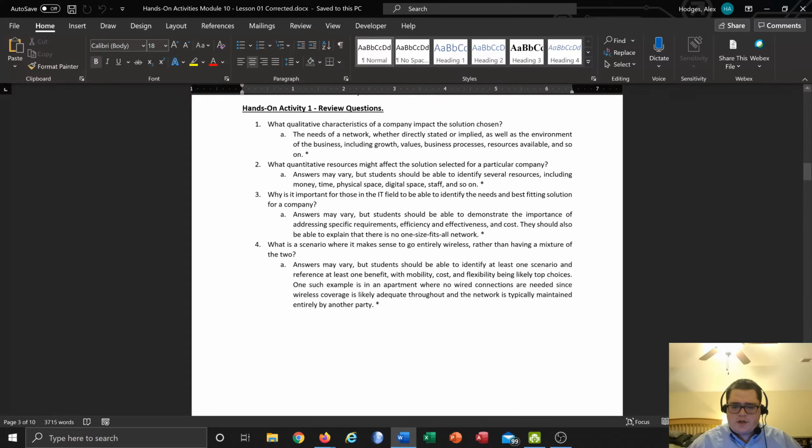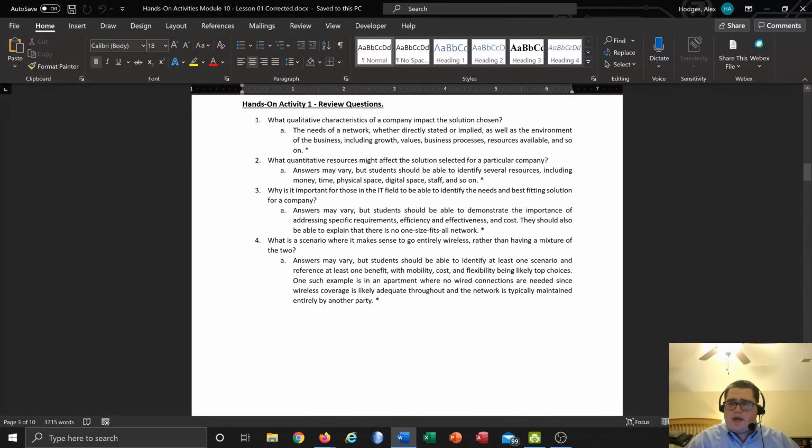Question 1 is, what qualitative characteristics of a company may impact the solution? 2 is, what quantitative characteristics may impact the solution? Number 3 is, why is it important for those in the IT field to be able to identify the needs and best fitting solution for a company? And finally, number 4 asks, what is a scenario where it makes sense to go entirely wireless rather than having a mixture of the two?